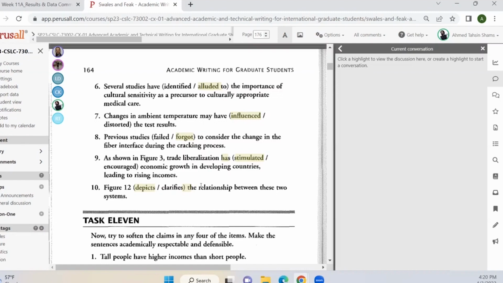Number 9, right? "As shown in figure 3, trade liberalization has..." Which one?